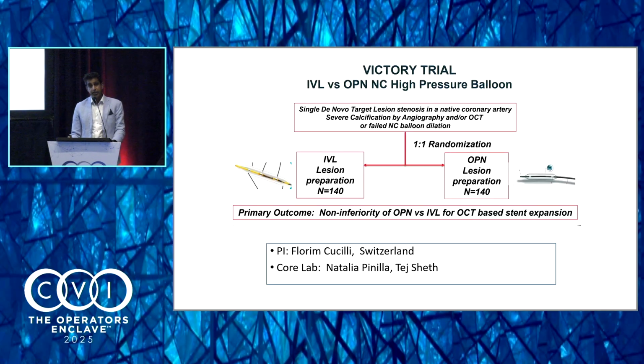Finally, this is the design of the Victory trial. The PI is Florim Cuculi from Switzerland, as well as Matthias Pasqualini, one of our former fellows. Our institute at PHRI McMaster is the Angiographic and OCT Core Lab, and we've actually randomized 260 out of the 280 patients. I am hopeful that we may be able to present this at TCT as a late-breaking clinical trial. The primary outcome is OCT-based stent expansion, so every patient is imaged in this trial, and it's a non-inferiority trial comparing OPN versus IVL. Thank you.